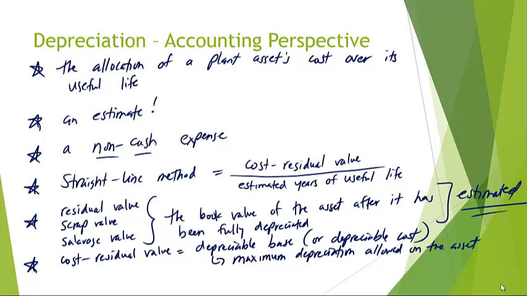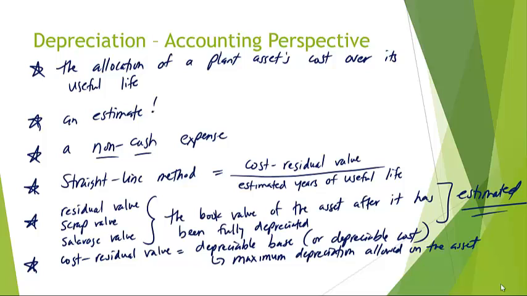Okay, then we get to depreciation. This requires a little bit more background information. Basically, when we think of depreciation from an English perspective, we think of loss of value. That's really not what we're looking at here. It plays a role, obviously, but not specifically for what the accounting definition would be. Basically, depreciation is the allocation of a plant asset's cost over its useful life.